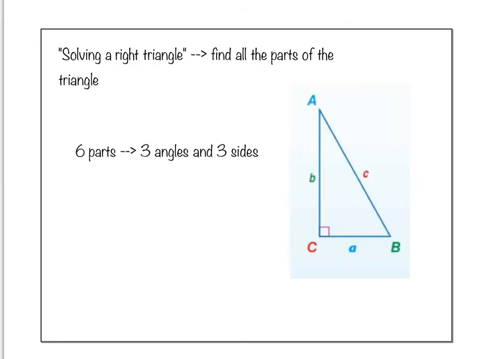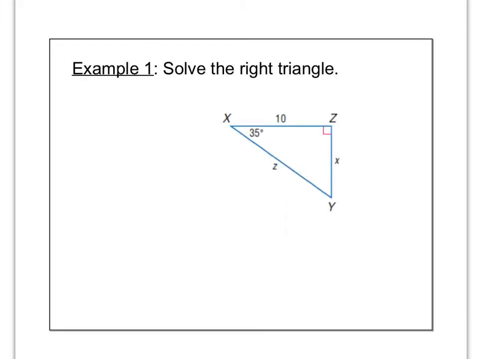Please recall that when it says solve a right triangle, you're finding all the parts of the triangle, which is going to include 3 angles and 3 sides. Example 1, solve the right triangle. This means we have to find all the missing angles and all the missing sides. Now recall that the 3 angles in a triangle always add up to 180, and we're given 2 of the angles. So to find angle Y, we can pretty quickly do that if we just do 180 minus 90 minus 35. And we wind up with 55 degrees, which is going to be the measure of angle Y.